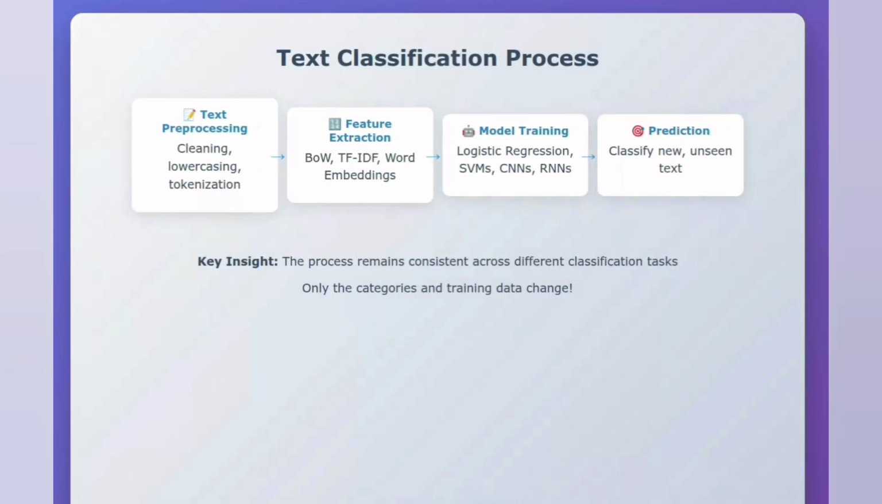The process typically involves text pre-processing: cleaning text, removing punctuation, lowercasing, tokenization. Feature extraction: converting text to numerical representations, either TF-IDF or, more commonly, word embeddings. Model training: using a classification algorithm, logistic regression, SVMs, or deep learning models like CNNs or RNNs trained on sequences of word embeddings to learn from labeled data. Prediction: classifying new, unseen text.